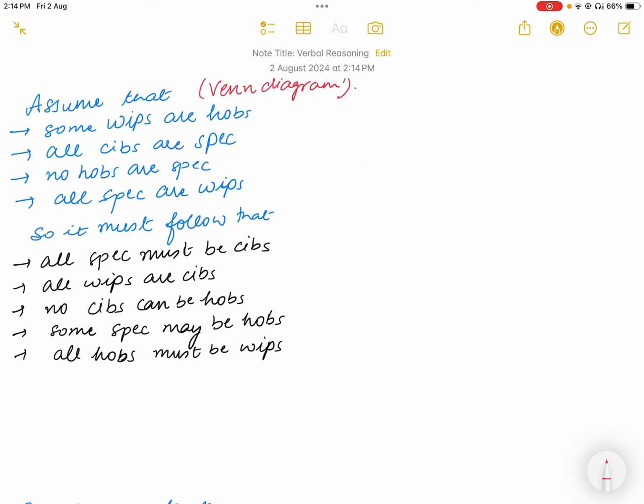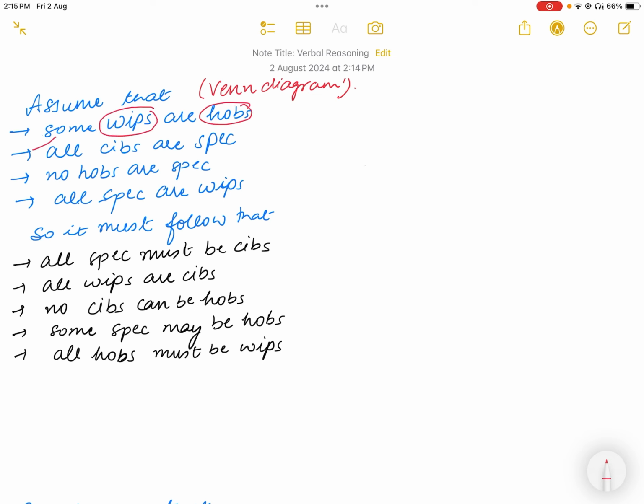Right, so we'll just check out how to make the Venn diagrams and get a desired answer from this sort of questions. So it says assume that some whips are hobs. There can be any word, they don't have to make any sense, it's just a word, but it belongs to a set. So some whips are hobs.